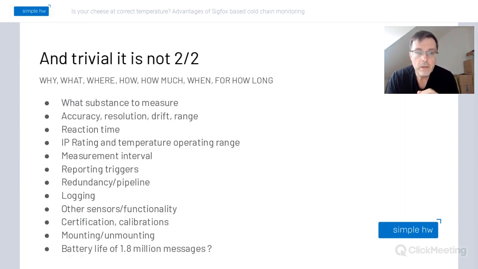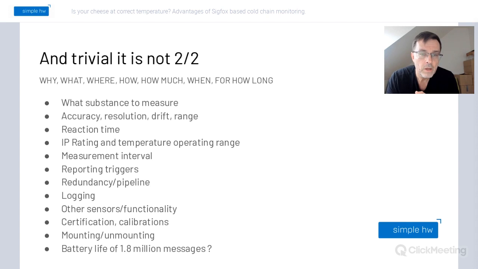The other reason why it's not trivial is that it brings a lot of questions. The traditional ones: why, what you want to measure, where, how you want to measure, how much do you want to measure, when, for how long. Those are precisely the questions that need to be asked for any of the Sigfox use cases, but especially for the cold chain monitoring.